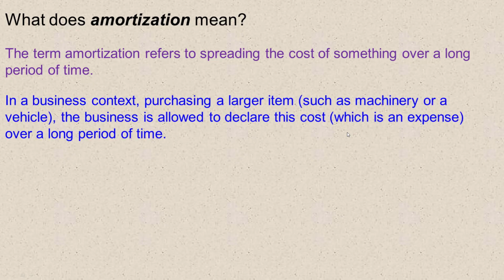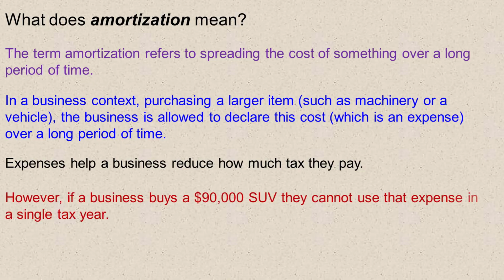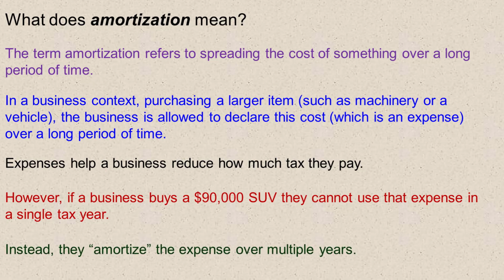Now, in a business context, when purchasing a larger item, such as machinery or a vehicle, the business is allowed to declare this cost as an expense over a long period of time. When I say declare, I mean in their business statements, when they're figuring out how much tax they're supposed to pay. Expenses help a business reduce how much tax they pay. But if they buy something like a $90,000 SUV, they cannot use that expense in a single tax year. It would be expensed over several years. So instead they amortize the expense over multiple years.